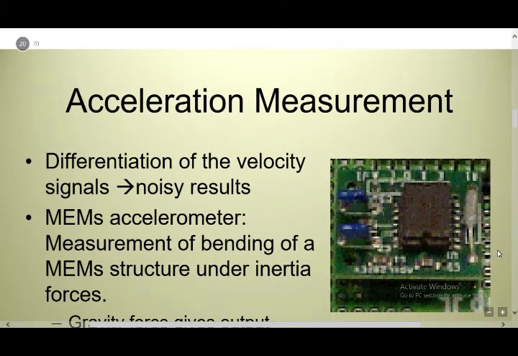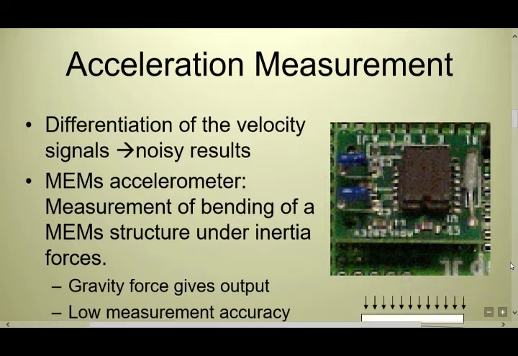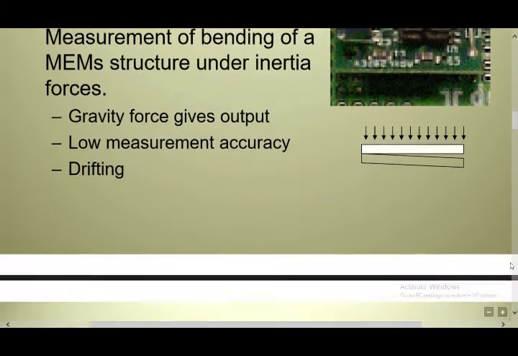Acceleration measurement: in this figure you observe the acceleration measurement. Differentiation of the velocity gives noisy results. MEMS accelerometers measure the behavior of a MEMS structure under inertia force. Gravity force affects the output, with low measurement accuracy and drifting.